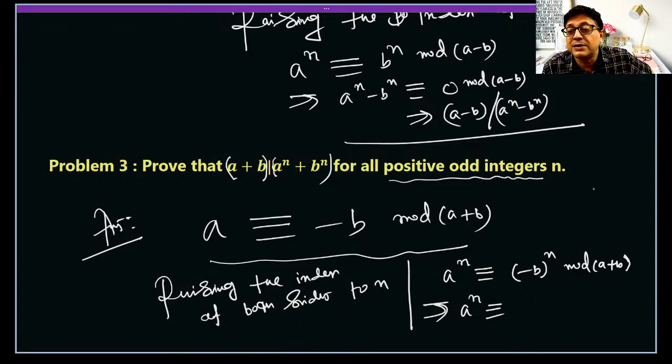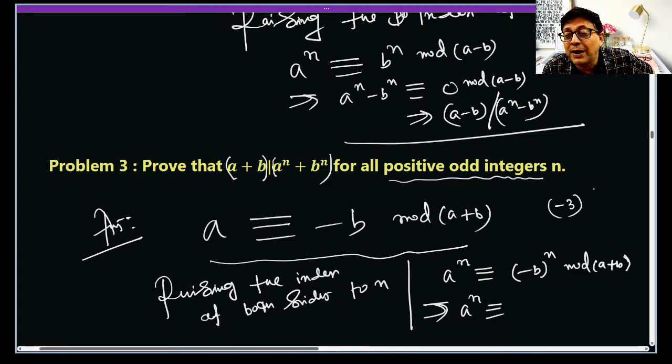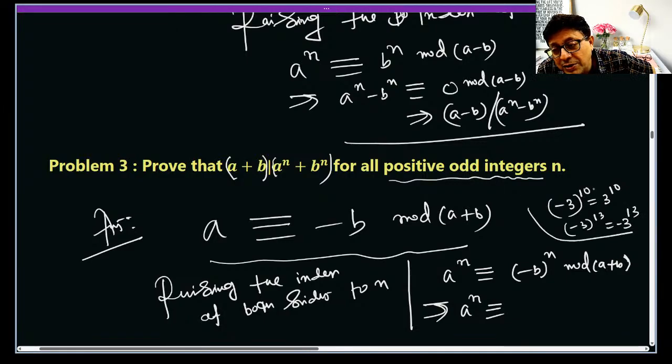How to deal with this? If it is minus 3 to the power 10, it is plus 3 to the power 10. If it is minus 3 to the power 13, it is an odd integer, no? It will be minus 3 to the power 13 only. So this part is going to be minus B to the power n mod A plus B.